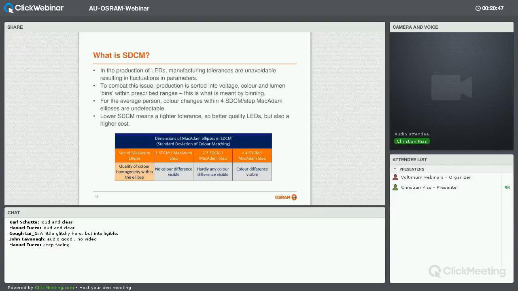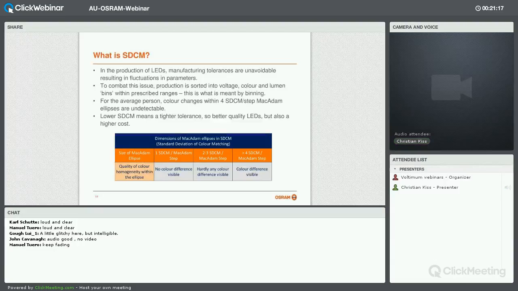What that basically is, in the production of LED manufacturing, tolerances are unavoidable. So you get fluctuations in parameters such as voltage, lumen output, current, and so on. To combat the issue that you get with this variation, they basically categorize LED chips into different bins. The bins will be according to the color temperature, how much it varies in voltage and things like that, as I mentioned. They'll be separated into different bins.